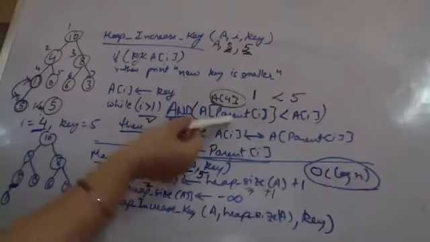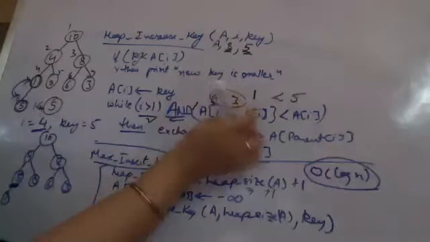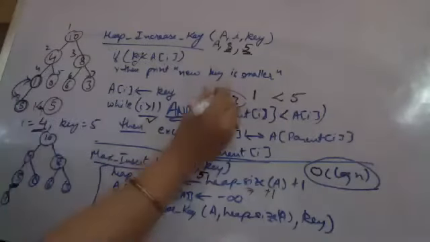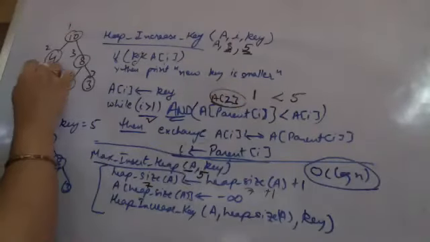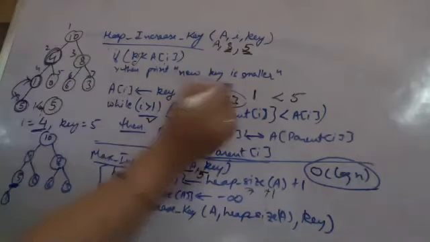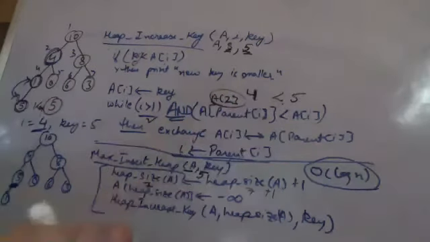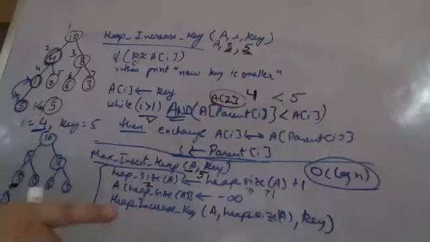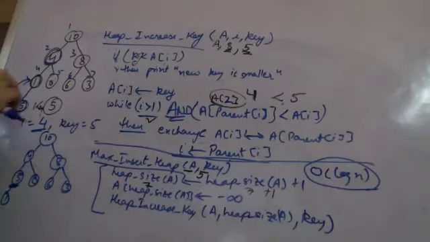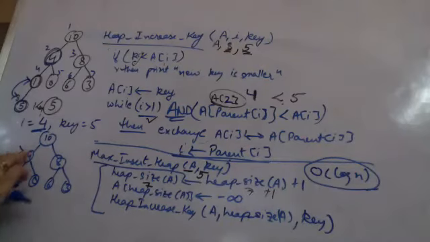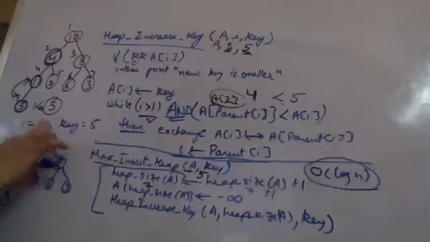Now again check A of parent of I. This time the parent of 4 is 4 by 2, which is 2. So A of 2, this value is 4. I am checking, is 4 less than 5? Yes, 4 is still less than 5. The heap condition is not satisfied. Again I need to swap these two, so that I get a 5 over here and a 4 over here. I am again swapping. Now I becomes 2.